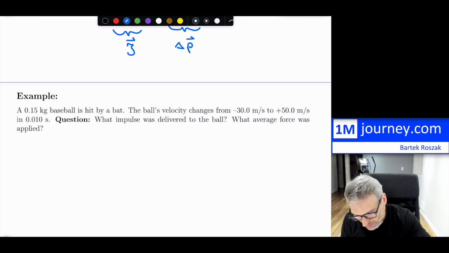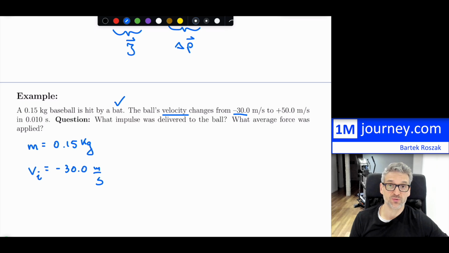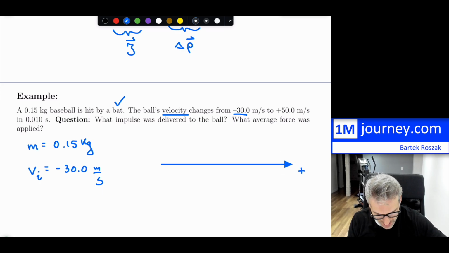So here we have a baseball, with a mass of 0.15 kilograms. It is hit by a bat, and notice that its velocity changes. V initial is equal to -30 meters per second. We are assuming this is relative to some coordinate system, either horizontal or vertical, it does not matter. But notice that they defined it as negative and positive. So with respect to a reference, in this case, one direction would be positive and the opposite direction would be negative.